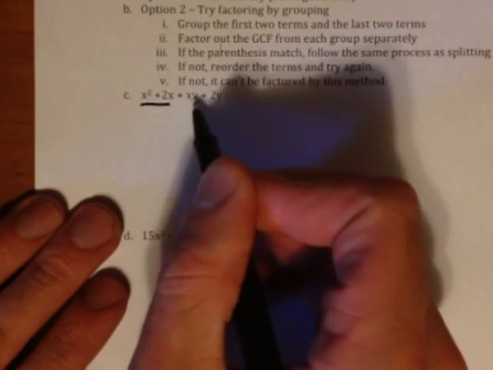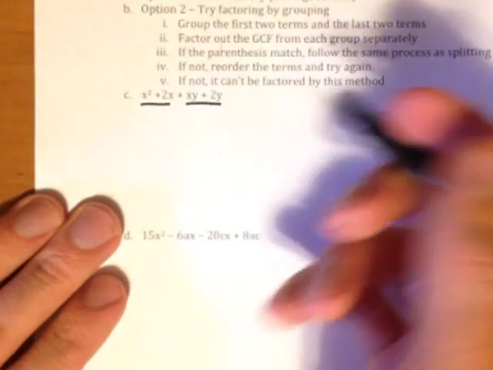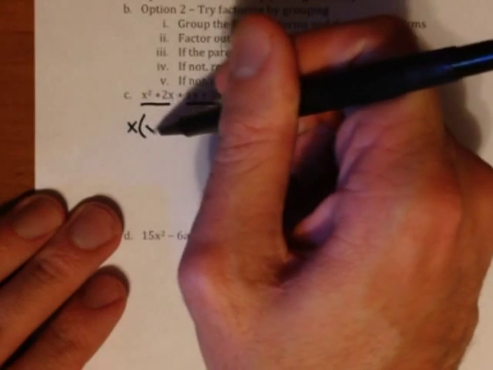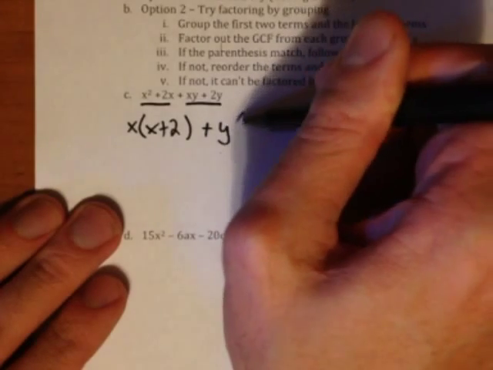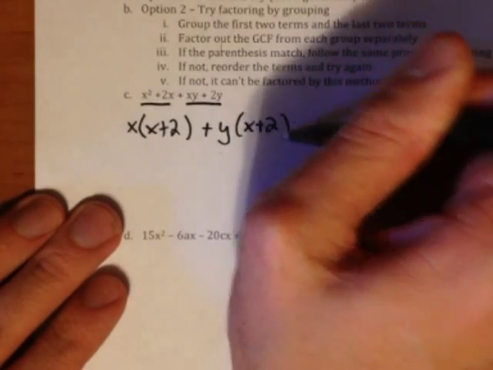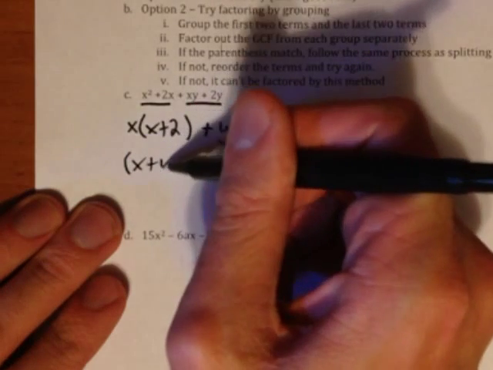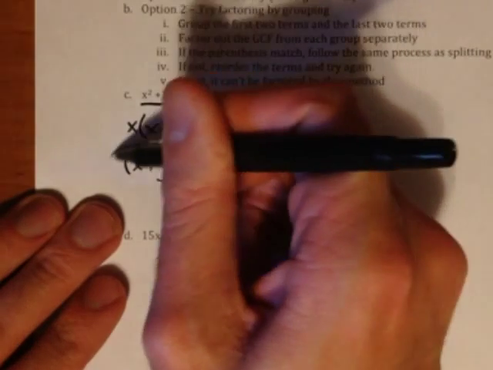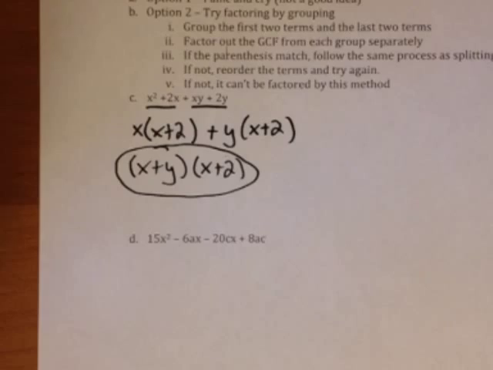So let's take a look at this first one. What I'm going to do is group these two sets of terms and these two sets of terms. I'm going to factor out the greatest common factor from each. I get x times x plus 2. Here my GCF is a y, and I'm left with x plus 2. Hey, my parentheses match. Now I undo the distributive property, and bam, I have x plus y times x plus 2. Could go ahead and multiply it back out, it would work.